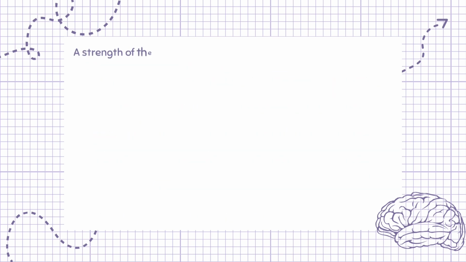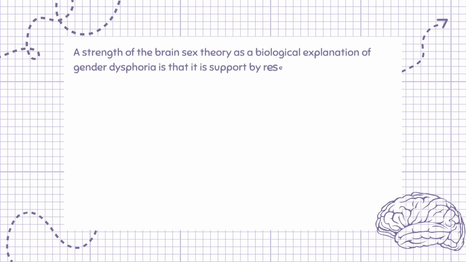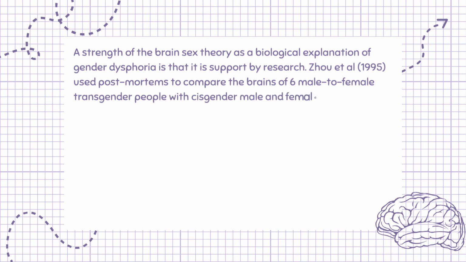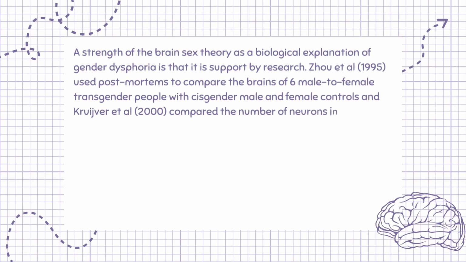A strength of the brain sex theory as a biological explanation of gender dysphoria is that it is supported by research. Ju et al., 1995, used postmortems to compare the brains of 6 male-to-female transgender people with cisgender male and female controls, and Kruijver et al., 2000, compared the number of neurons in the BSTc regions of transgender people with cisgender people.